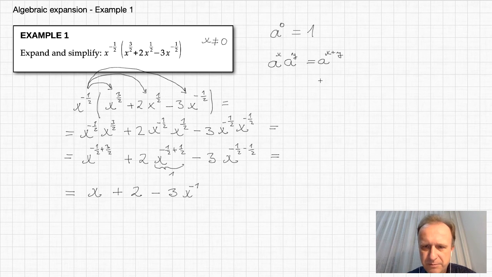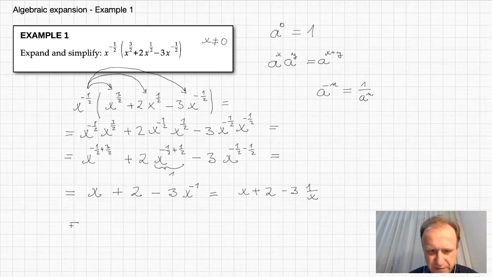Now you may remember that a to the power of negative n is always 1 over a to the power of n. So in this case our base in the last term is x, so we can replace it. The first term is just copied, it's x plus 2, the second term, minus 3 times 1 over x. And since there is multiplication here, we can simplify it to the final form x plus 2 minus 3 over x. And this would be our answer.